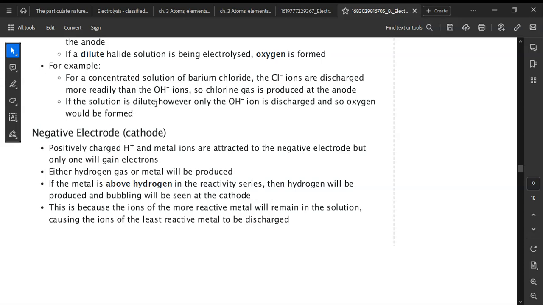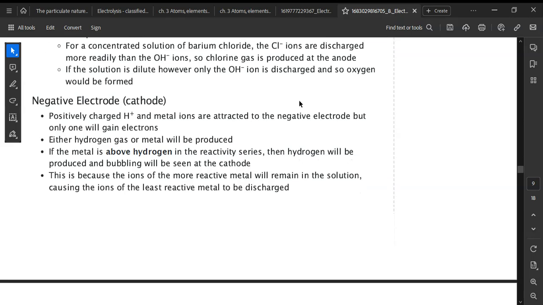If the solution is dilute, however, only the hydroxide ion is discharged, and so oxygen would be formed at the negative electrode or the cathode. Positively charged hydrogen and metal ions are attracted to the negative electrode but will only gain one electron. Either hydrogen gas or metal will be produced.